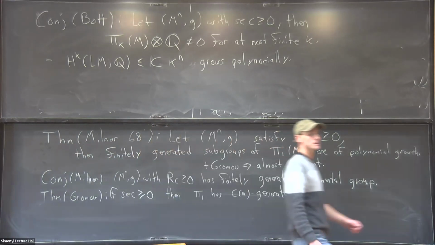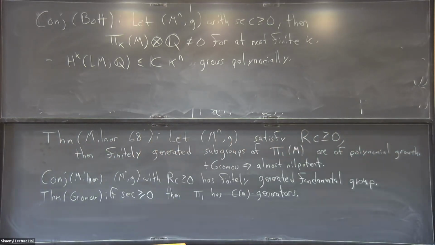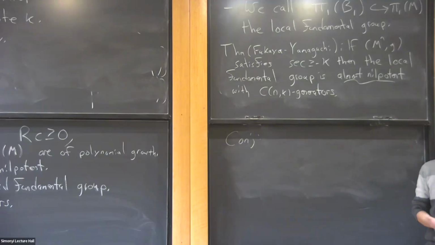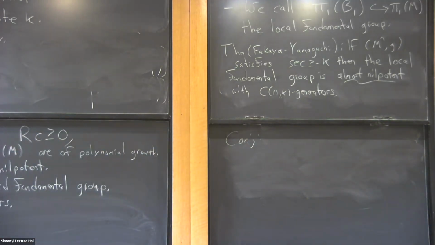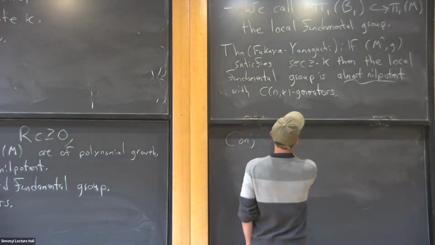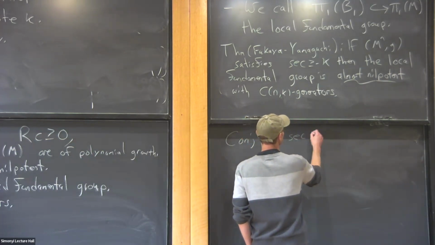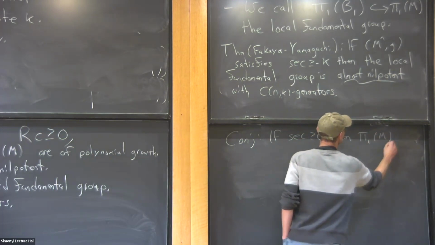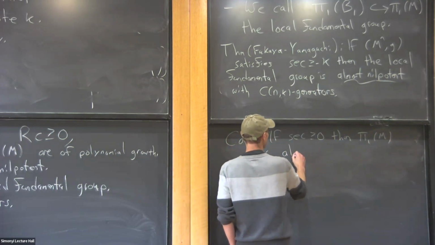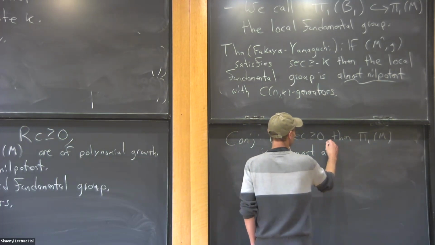Do you have an effective lower bound on the amount of almost? Yeah, there's an effective bound. That they proved almost nilpotent, the effective bound was Petrunin, Kapovich, and Tushman. Oh yeah, and then they made a conjecture. Their conjecture was that if sectional curvature is non-negative, then pi 1 of M is almost abelian, not almost nilpotent.